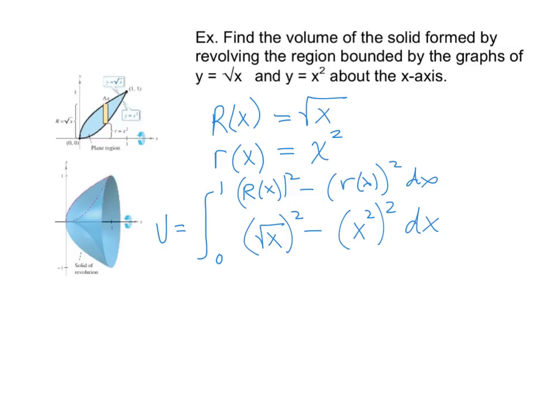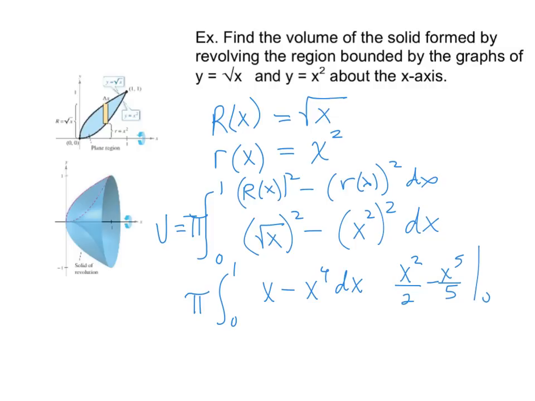Don't forget, because we're finding the area of washers, round things, there'll be a pi out here. So I have pi times the integral from 0 to 1 of x minus x to the 4th dx, which is going to give me x squared over 2 minus x to the 5th over 5 from 0 to 1. So 1/2 minus 1/5 is going to be 3/10. And so my final answer will be 3/10 pi.